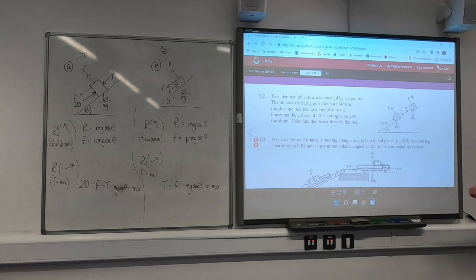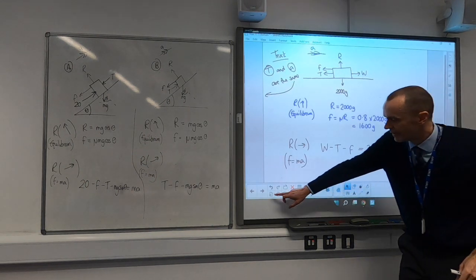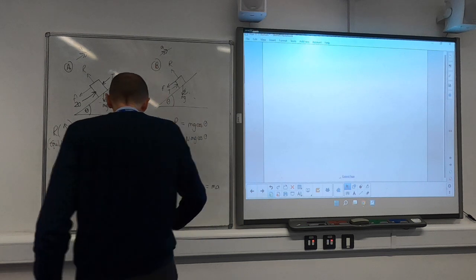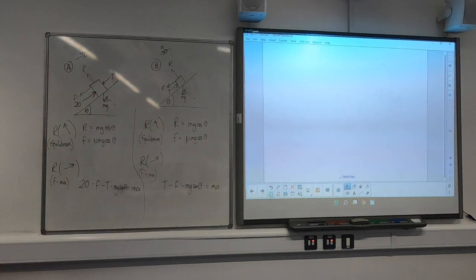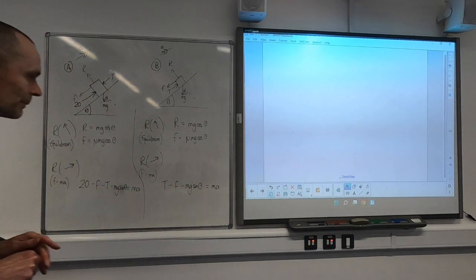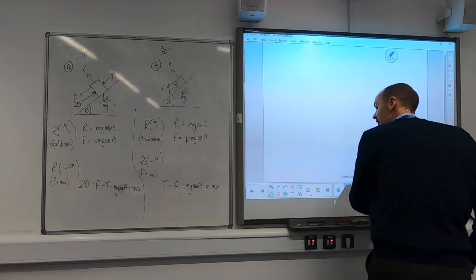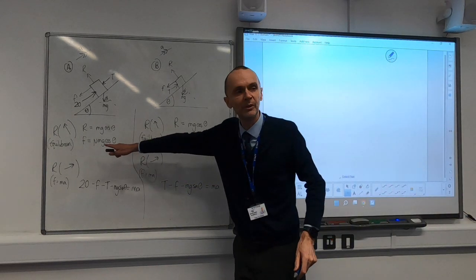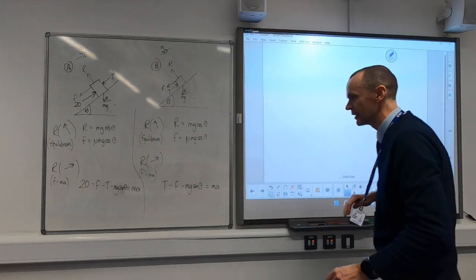I don't know if you can see where I'm going to go with this. I mean, there's a number of ways of doing it, but we're trying to find T, remember. I've got two expressions which are equal to MA. So I can say that that must be the same as that, because they've got the same mass. So that's what I'm going to write. And you'll know I haven't substituted F with mu mg cos theta. You'll see why in a minute.